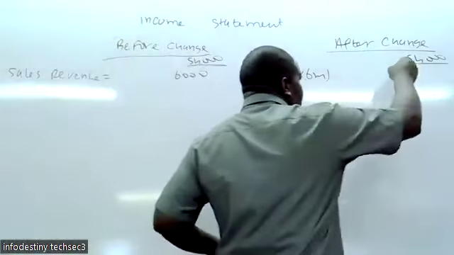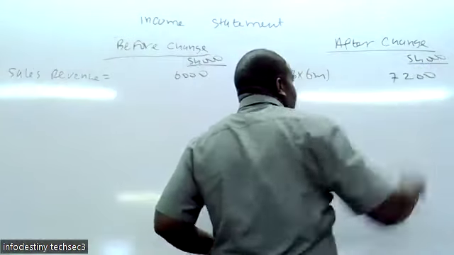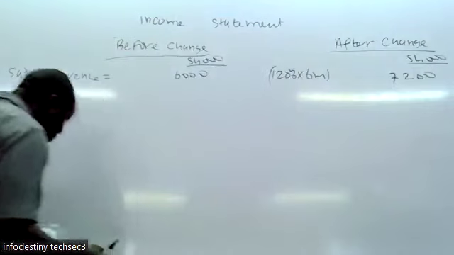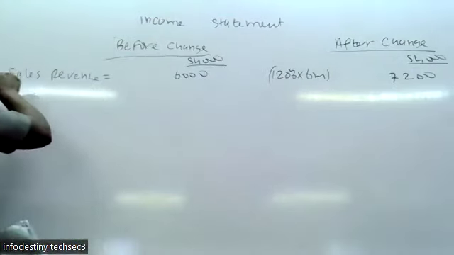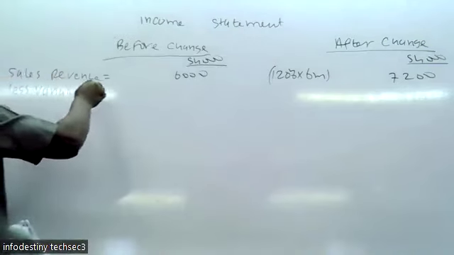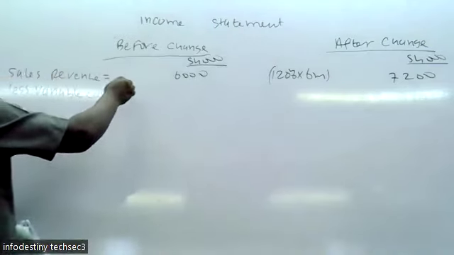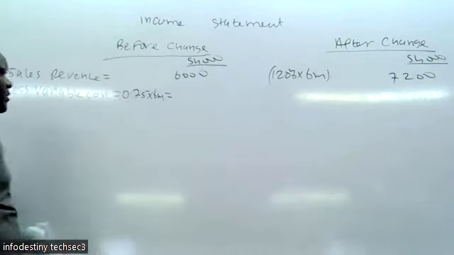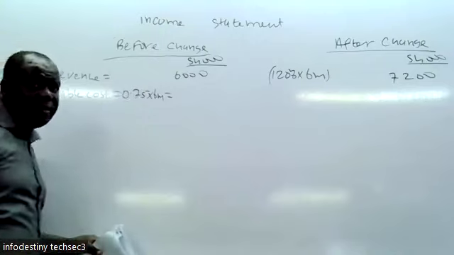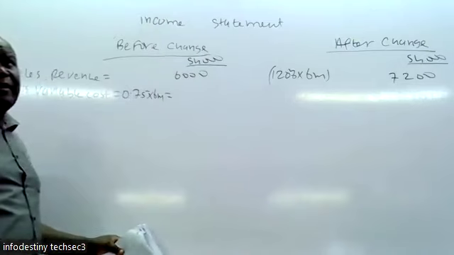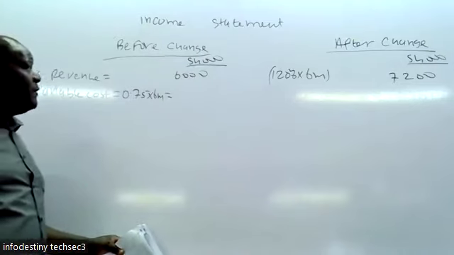This one will be 7.2. So we less the variable cost. So variable cost, we had calculated the variable cost ratio. It was 0.75. So get 0.75 of the sales. So 0.75 of the sales will give you the figure for the variable cost.